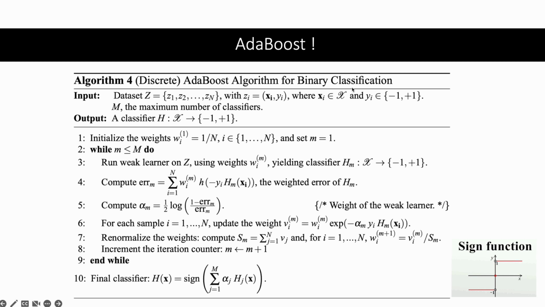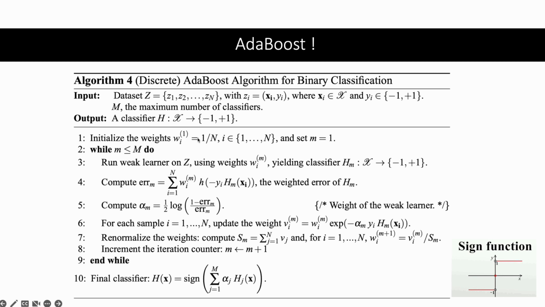Now, what is the output? I will get a strong classifier, termed H, and it will predict what values? -1 or +1. It is a binary classifier, so it should predict either -1 or +1. -1 for the negative class, +1 for the positive class, right? Clear? Okay. The first step is to initialize the weight.